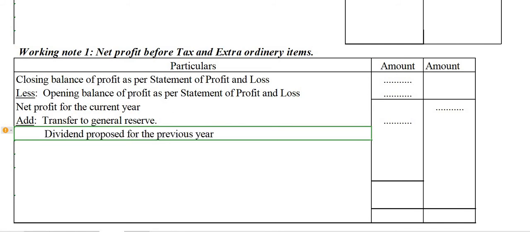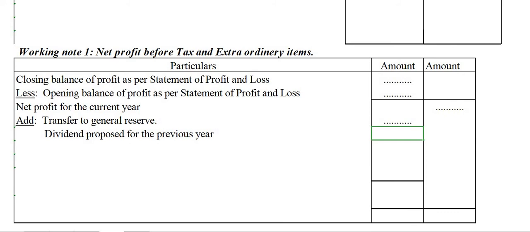Then after that, dividend proposed for the previous year. This we will study. We will discuss how to treat proposed dividends in cash flow statements. That we will study at the end of this. Okay. So that will be written here. Dividend proposed means dividend is kept for paying to shareholders. Shareholders' dividend is not yet paid, but it is kept as a reserve. That means it is already deducted from profit. So these deductions should be added to get net profit before tax and extraordinary items.